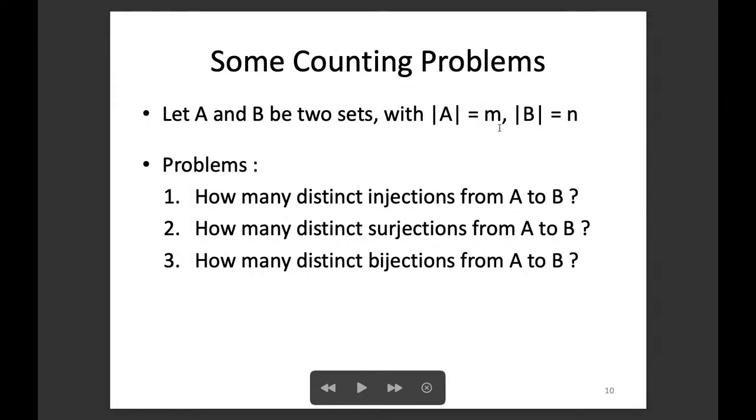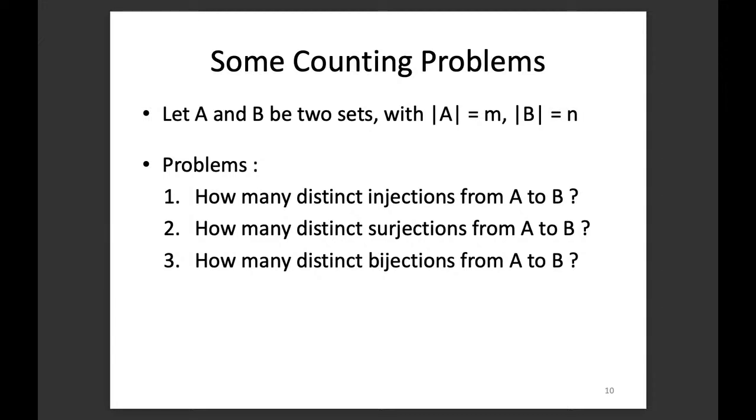And how many cases are there? We can solve this by using the rule of product. We just need to decide, for each item of A, what is the corresponding item of big B that is going to be its image. For the first item in A, let's call it A1, there are going to be n choices. After that, for the second item, A2, there are going to be n minus 1 choices.